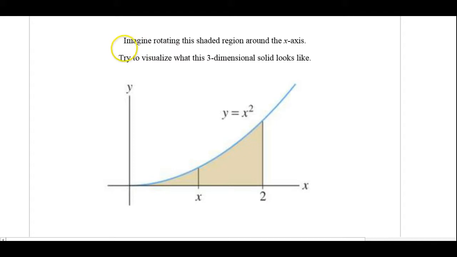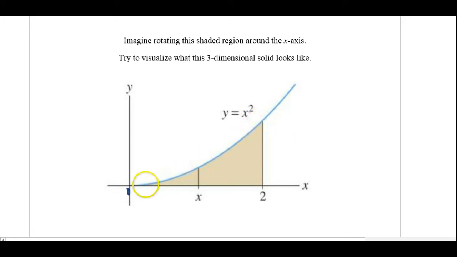I want to begin by having you try to imagine rotating this shaded region around the x-axis. Try to visualize what this three-dimensional solid looks like. So the region I'm talking about is the one bounded here on the x-axis between 0 and 2, and it's bounded by the curve y equals x squared.